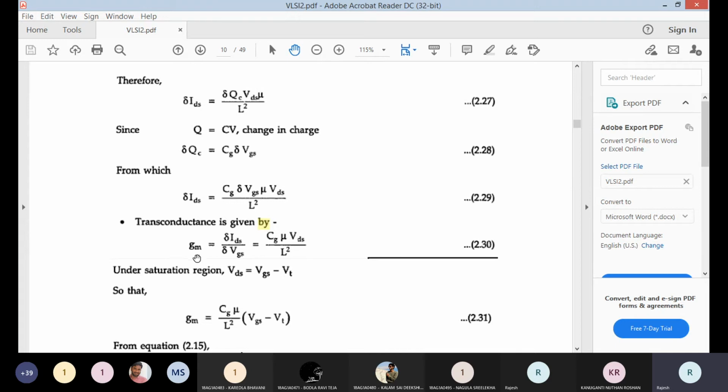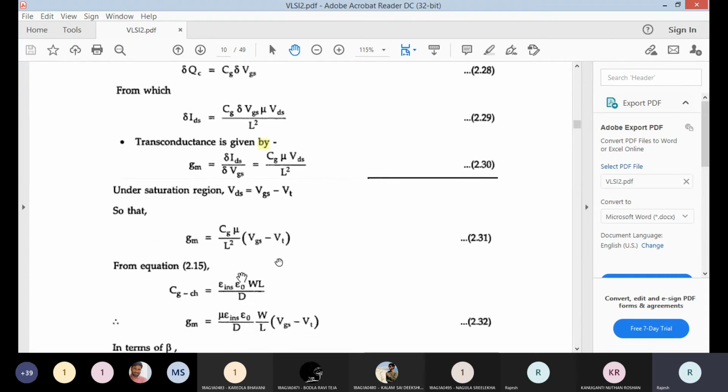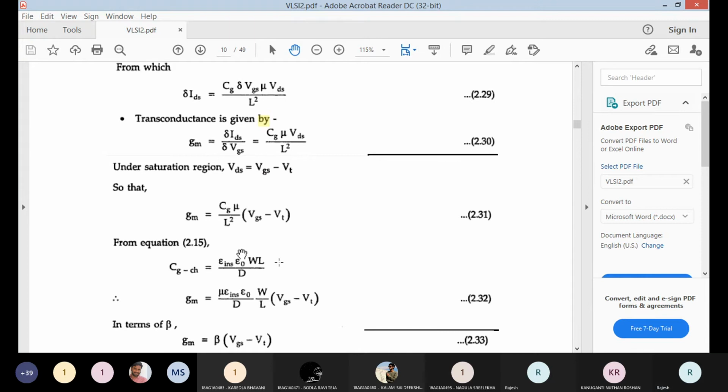Now what is GM? GM is nothing but the rate of change of IDS by the rate of change of VGS. Just take dou VGS to the left side. You get transconductance GM, which is nothing but CG constant, mu constant, L constant into VDS. So how is transconductance computed? At constant VDS, it is inversely proportional to length. So if you go for small channel length devices, transconductance is more. By substituting the VDS value in the saturation region, VDS is VGS minus VTN.